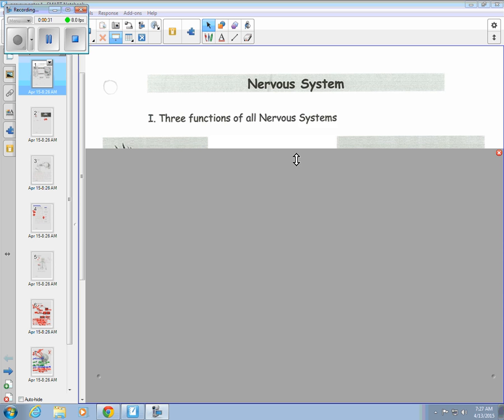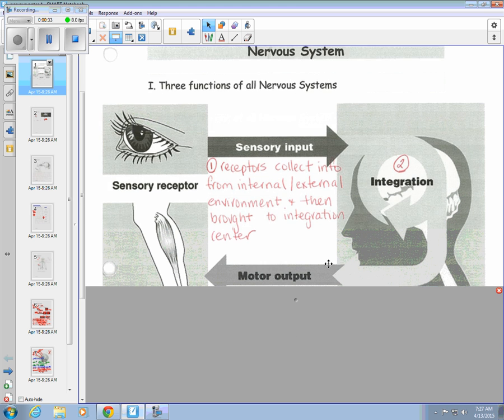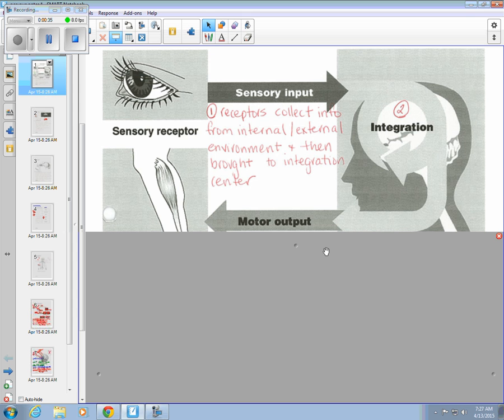So here we go. All nervous systems can do three things. They can receive a message, they can interpret the message, and then they respond to it in some way. So the first step would be that there are some receptors. They're going to collect information either internally or externally, and they're going to bring the information to the integration center.